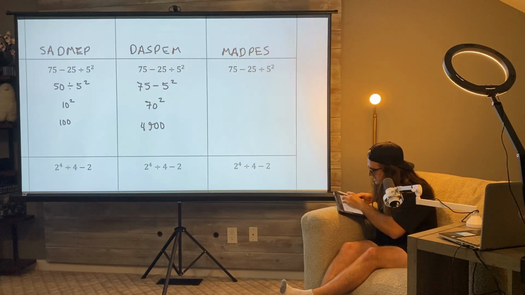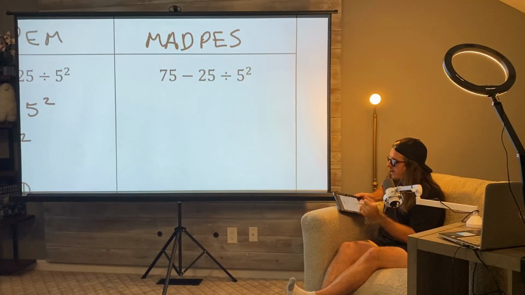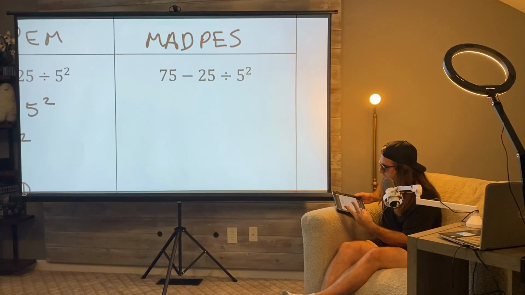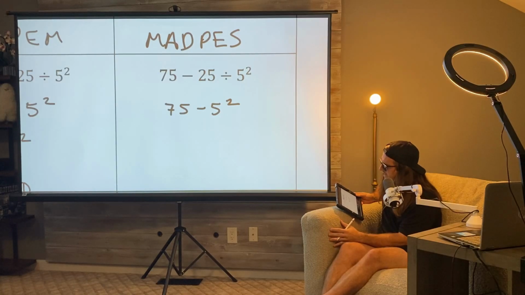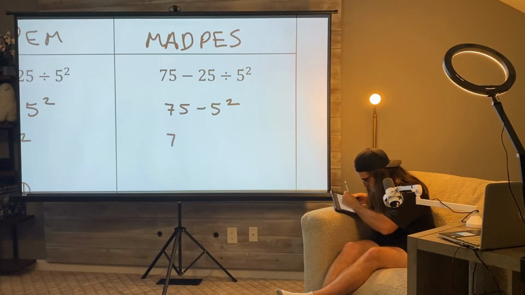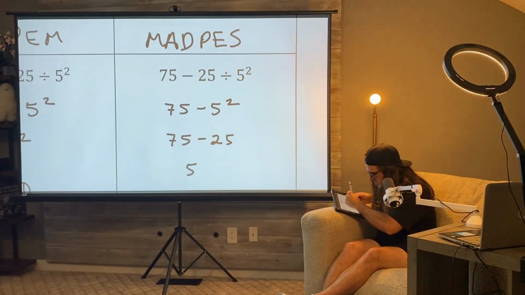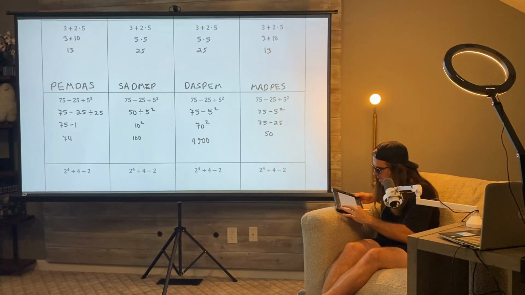What a difference. What about this last one? Let's check out this last one. Okay, so we have subtraction, division, and exponents. According to this, division needs to happen first. So this would be 75 minus 5 squared. And then the exponent needs to happen, so 75 minus 25, and then finally we can subtract for an answer of 50. Wow, fascinating. So there we go.